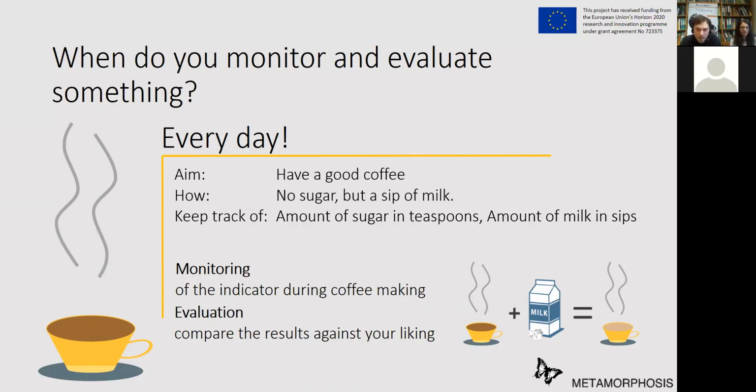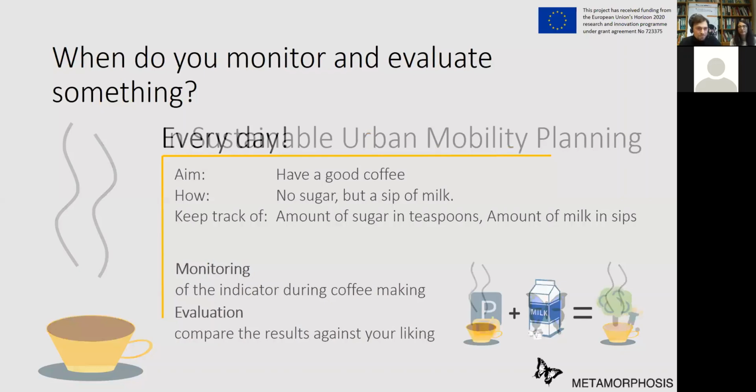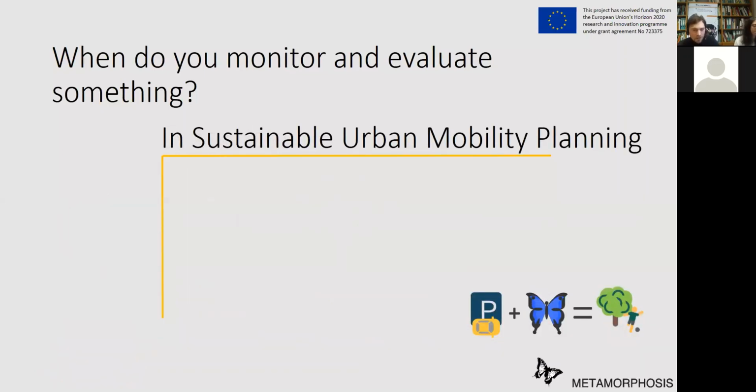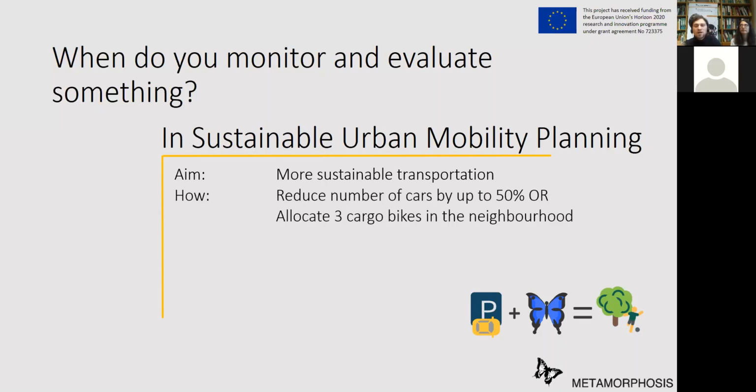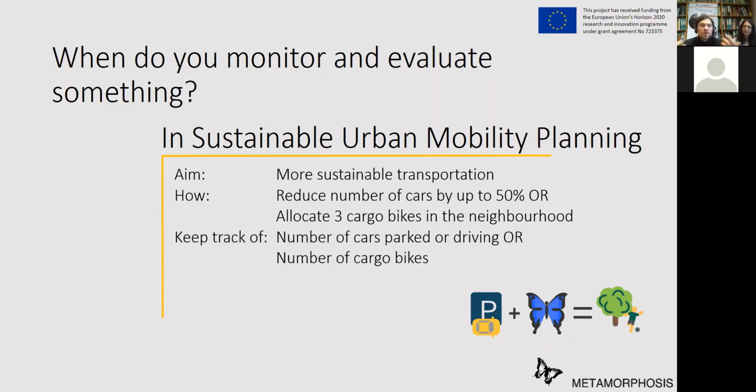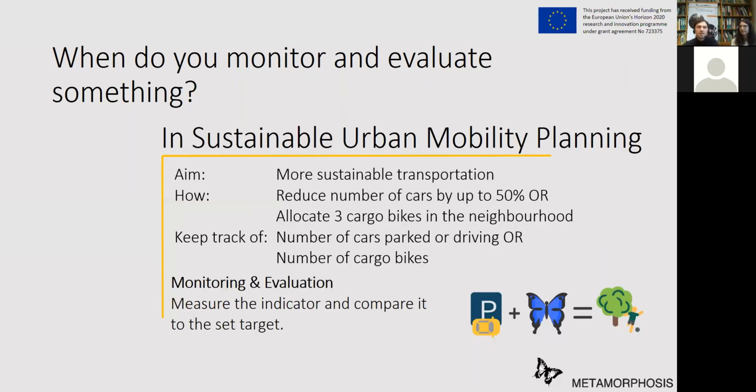And I think the concept doesn't get much more complicated when it comes to urban planning. So we have an urban planning example here. This time the aim is more sustainable transportation, pretty general. How do we get there? Maybe by reducing the number of cars by up to 50%, or by allocating 3 cargo bikes in the neighborhood. These are just examples. So again, what do we keep track of to know whether we reach our aims? Well, the number of cars parked or driving, and obviously the number of cargo bikes. Pretty straightforward. Monitoring and evaluation is, again, to measure these indicators and compare them to the set target. Did we already allocate 3 bikes, or haven't we reached our target yet?